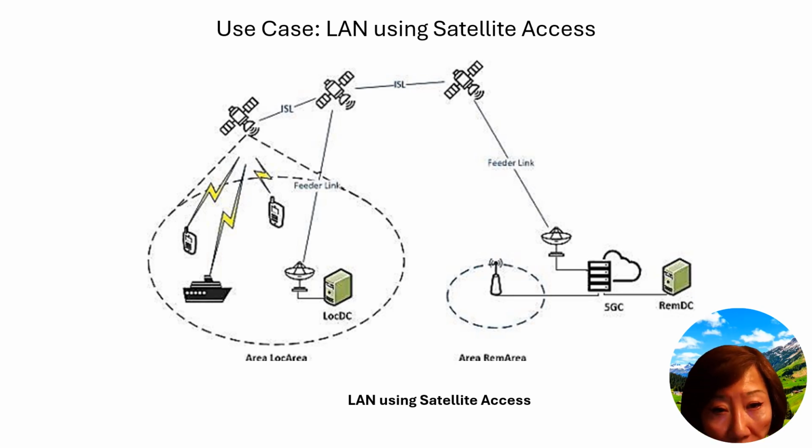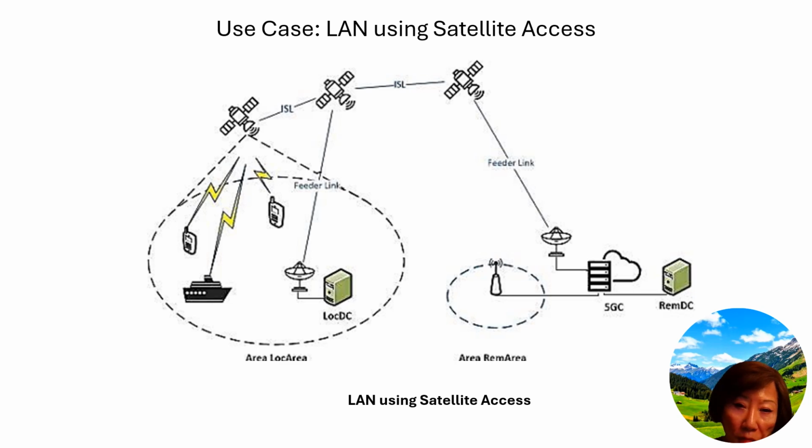On the other area, which is labeled RAM area, RAM area is actually short for remote area. This represents the area where the main scientific data center is located. It contains a satellite dish for communication with the satellites. It also has a 5G core, representing the 5G core network infrastructure. RAM DC, Remote Data Center, is the main scientific data center.